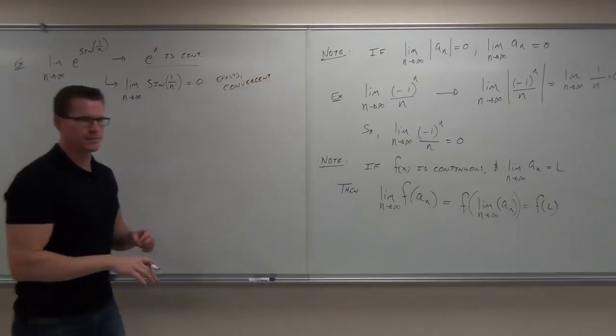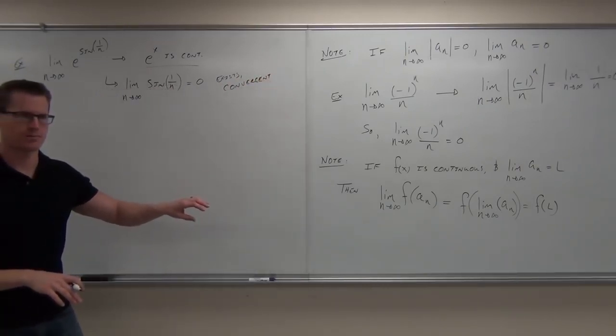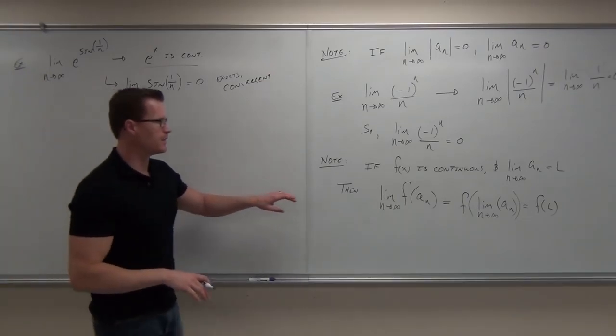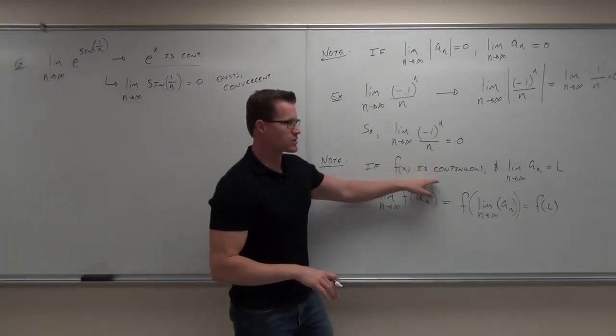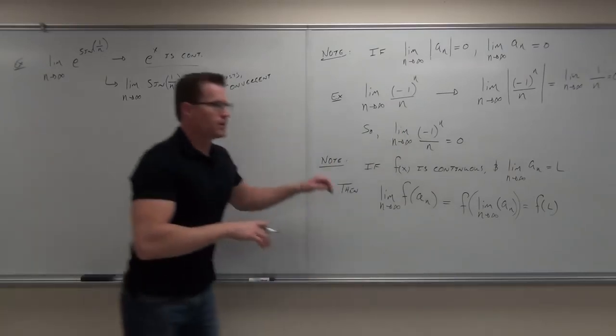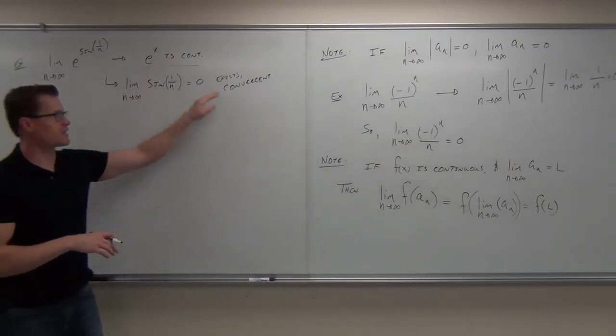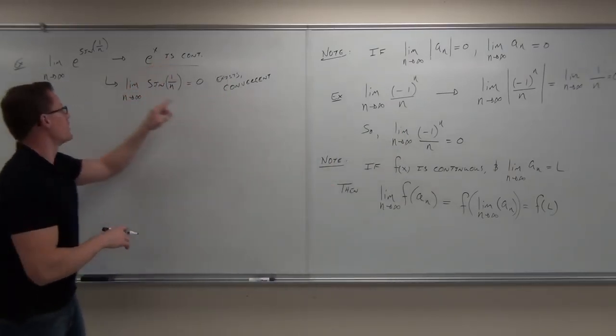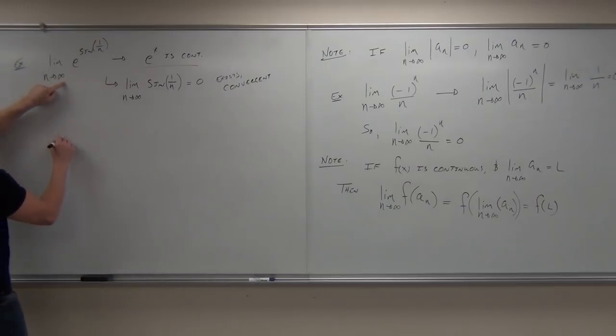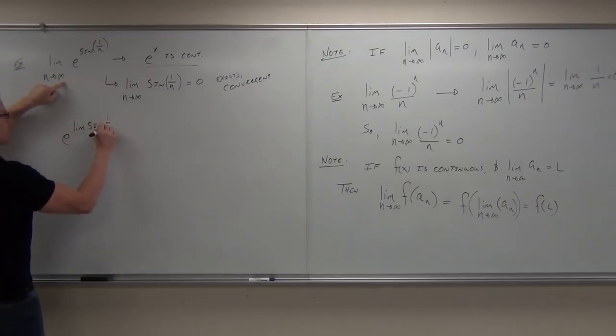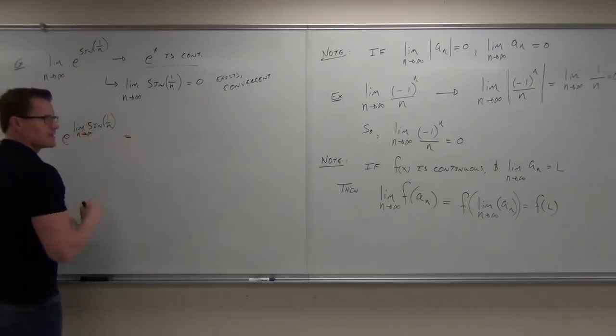Here's the cool part. Here's where the theorem comes in. It says if the function is continuous and the limit exists. The function is continuous and the limit exists. Agreed? Yeah. That means that from here, we could actually do e to the limit of sine 1 over n as n approaches infinity.